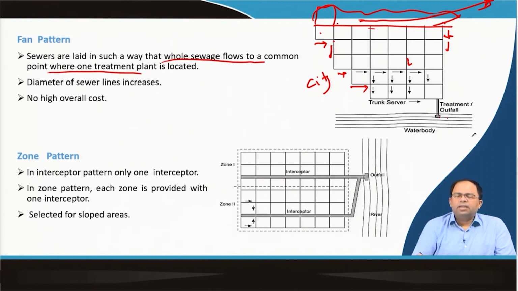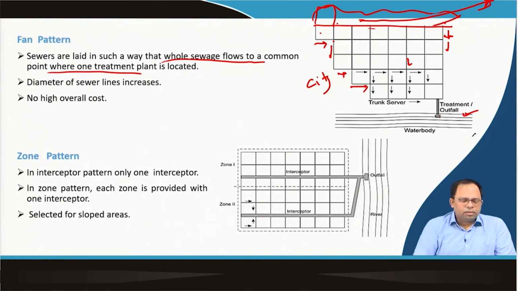The fan pattern is definitely found in many cities where there is not too much option, but a single treatment plant, maybe financially only one treatment plant could be justified. In this particular case, this sort of a design is probably better. The diameter of the sewer line gradually increases, but the overall cost is actually low, because we do not have so many disposal points and so on.